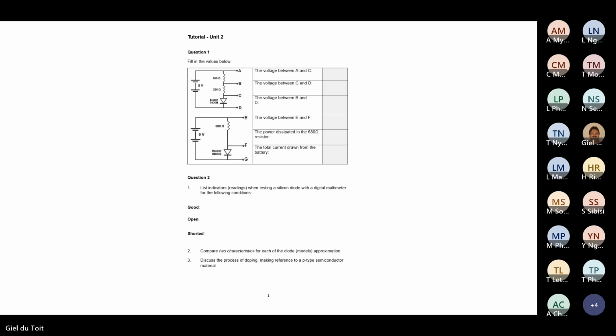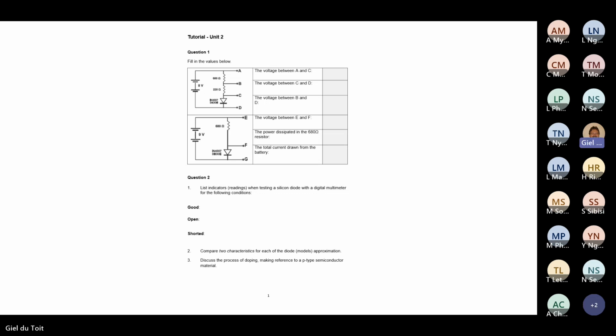Let me just write it in, and then the power dissipated in the 680. 8.3 volt here. So the power dissipated is V squared over R. That's 8.3 squared divided by 680. And that gives us 0.1 watt. The power there is 0.1 watt.